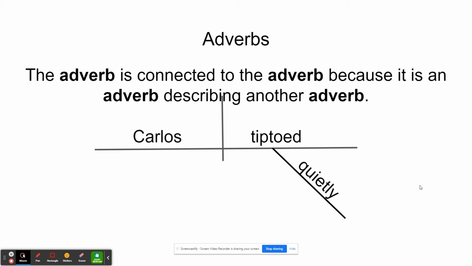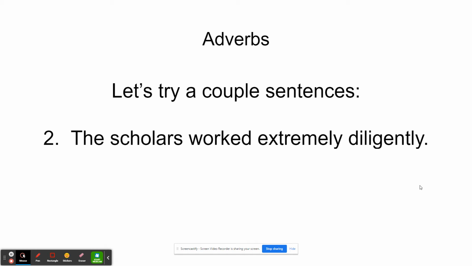Quietly is an adverb describing the verb tiptoed. But wait, we have another adverb describing the adverb quietly. Is this how you diagrammed very? How quietly? Very quietly. How'd you do? Great. Let's try another one. Look at sentence number 2. The scholars worked extremely diligently. Let's try this sentence before we go to the next slide.